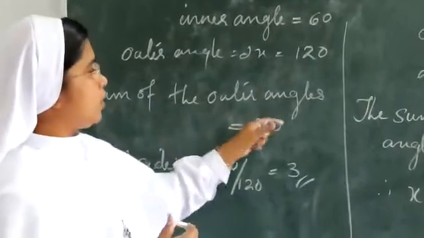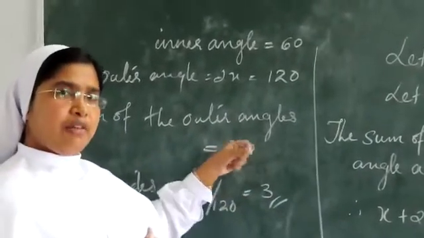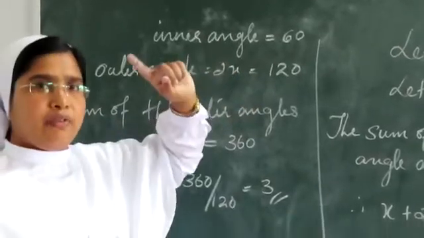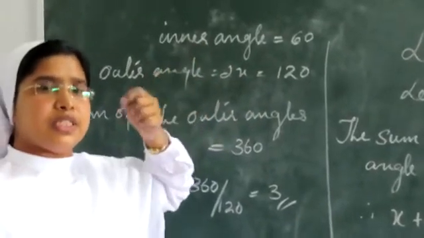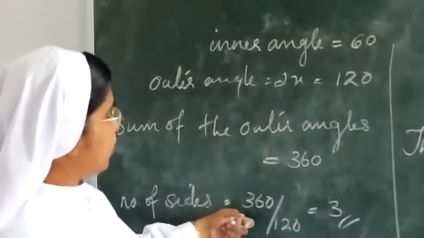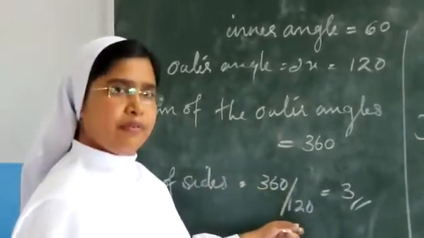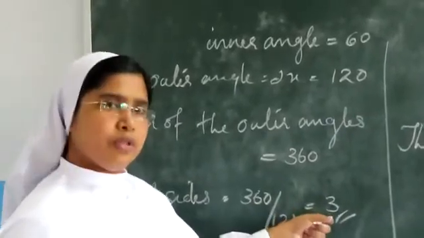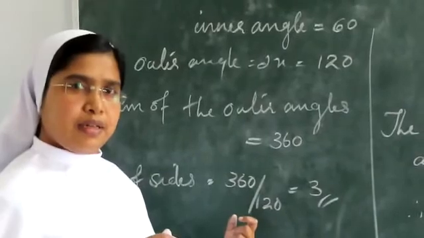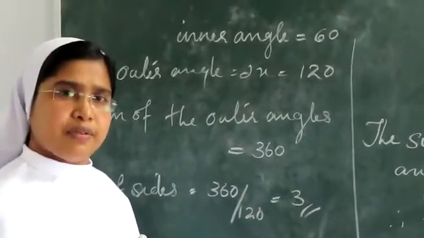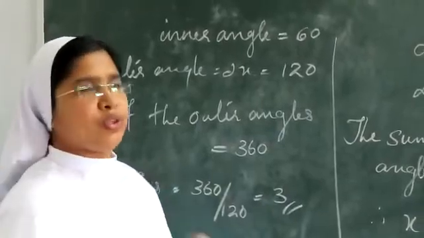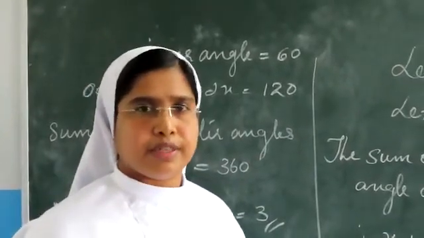The sum of the outer angles is equal to 360, and we know one outer angle is 120. And one more clue was given in the question, that they are equal. So, in order to find the number of sides, 360 divided by 120 is equal to 3. So, how many sides does it have? 3 sides. If a polygon has 3 sides, what type of polygon is it? It is a triangle. Now, the fifth question you have to do by yourself.